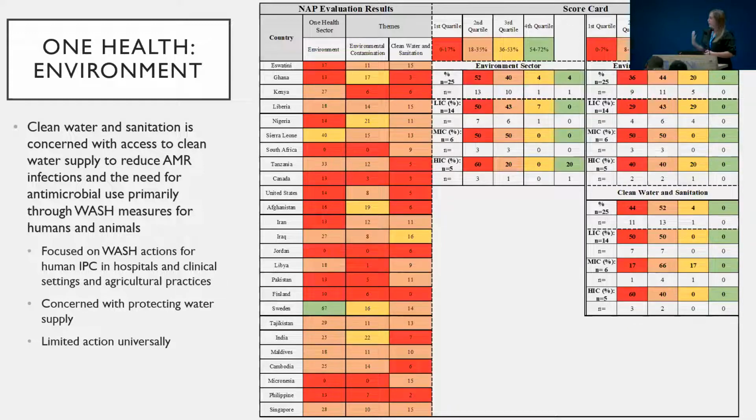So overall, we saw that there was limited action universally for this sector as well as associated themes. Interestingly, though, there was greater concern in our LMIC countries compared to high-income countries as a result of limited access to WASH and a higher risk of AMR exposure here. So we're seeing that there's concern here, but there's an issue of resource availability and implementation.